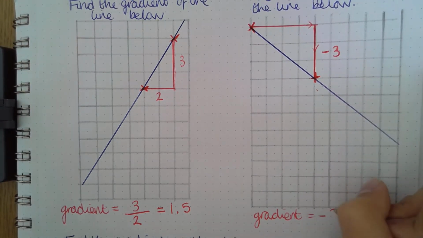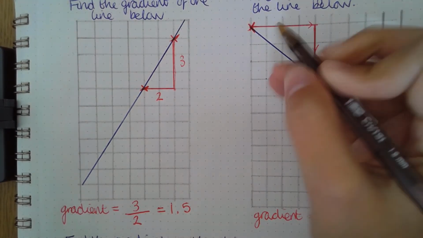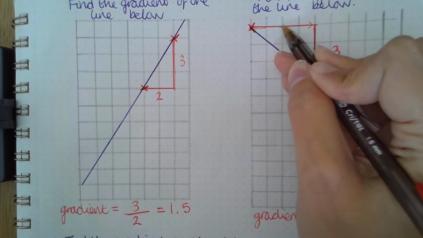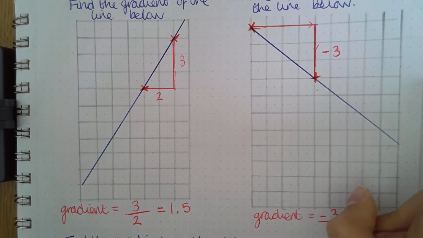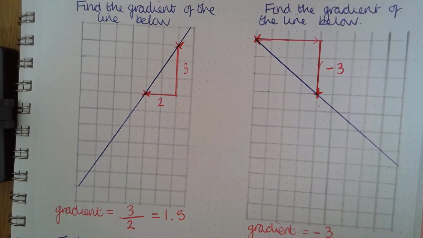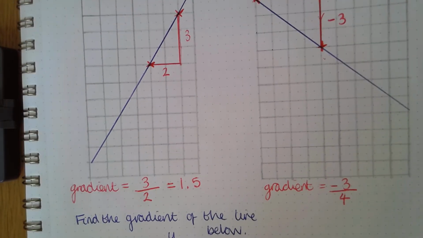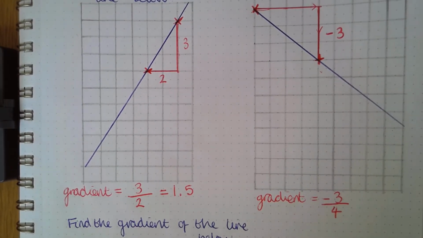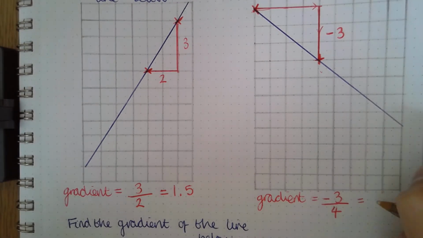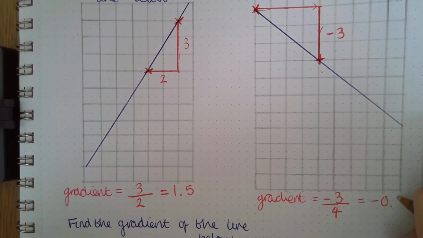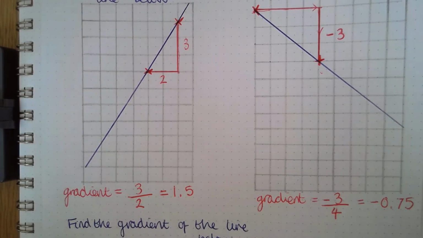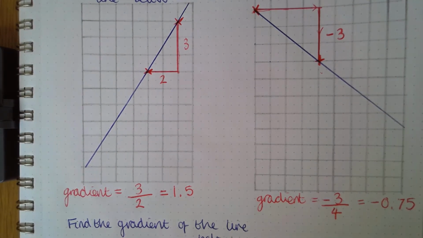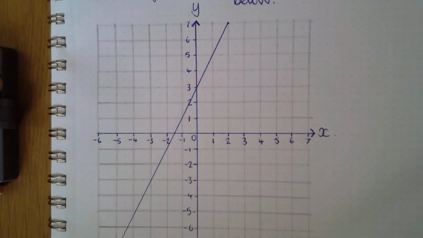Okay, so it's negative 3 over, and then how many does it go along? 1, 2, 3, 4. So over 4. So my gradient is negative 3 over 4. And you can just leave it like that. If the question needs it as a decimal, then it's negative 0.75. Okay. Next one. And the last one is on a set of axes.